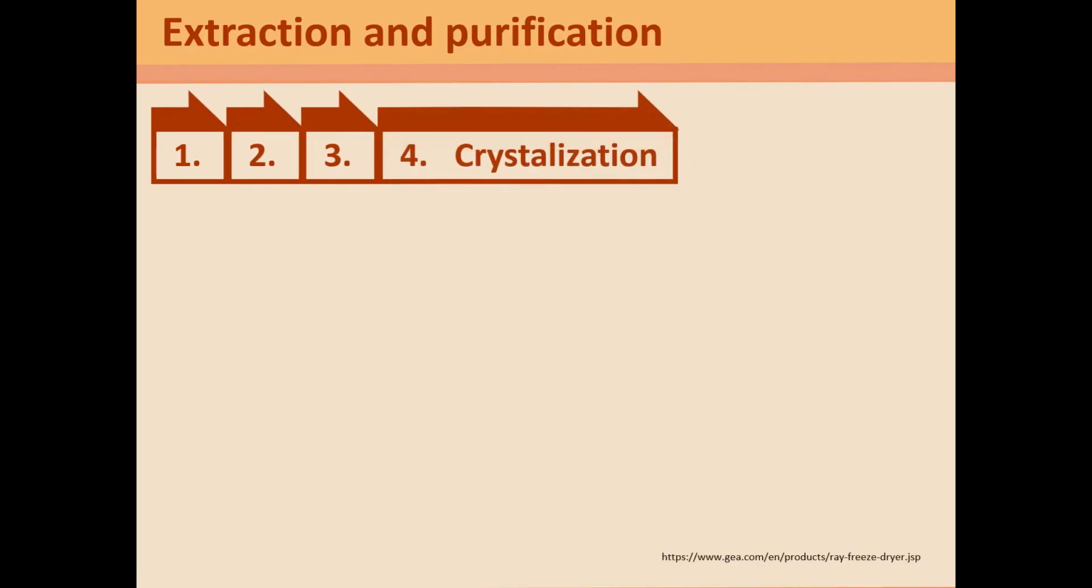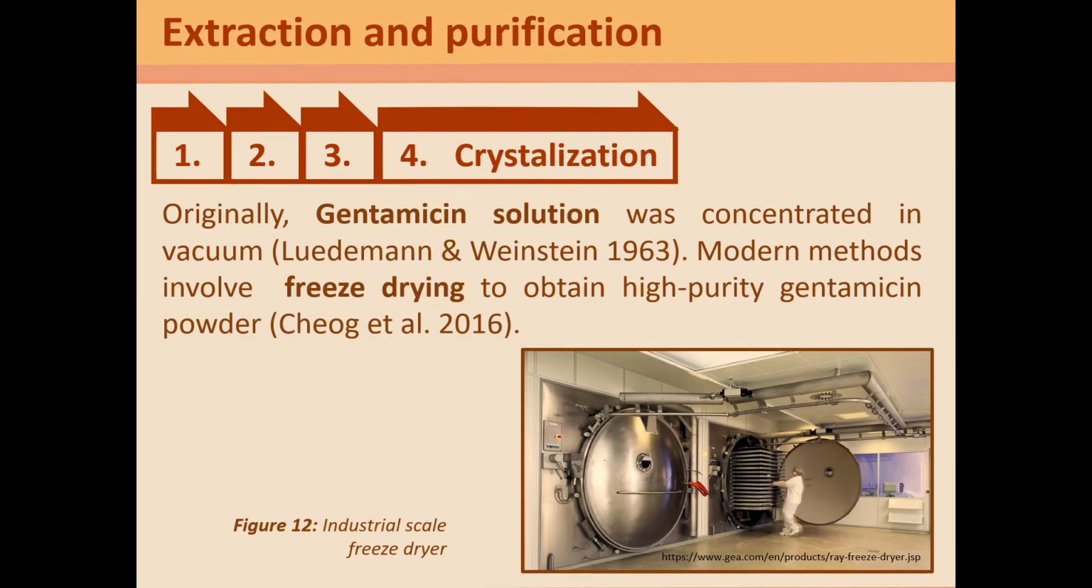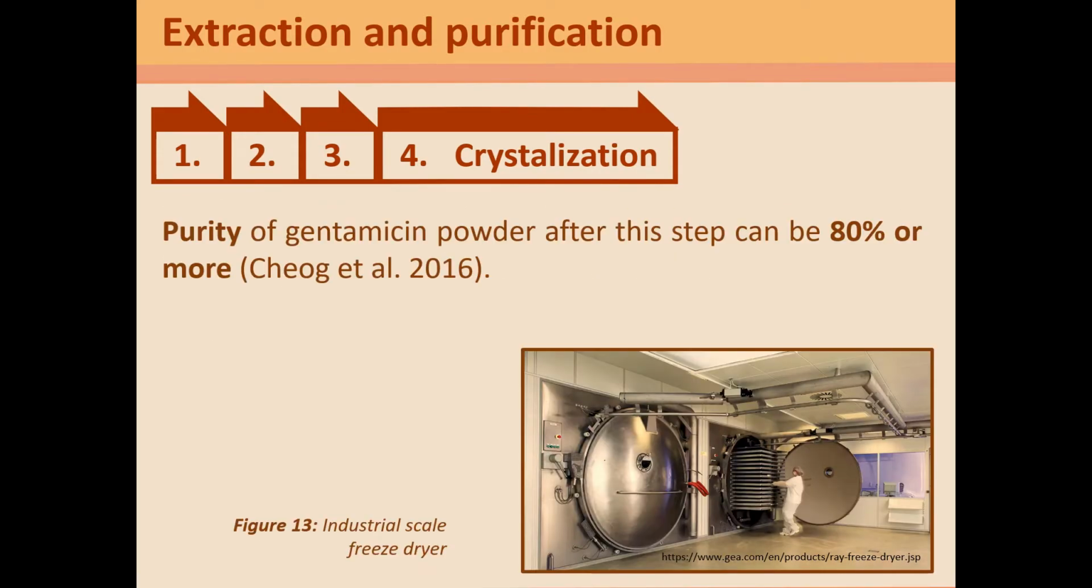The next step would be crystallization. Originally, gentamicin solution was concentrated in vacuum, but modern methods involve freeze drying to obtain high purity gentamicin powder. An industrial scale freeze dryer can be seen in Figure 12. The purity of gentamicin powder after this step can be 80% or more.